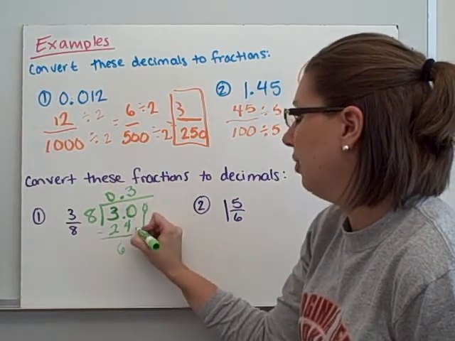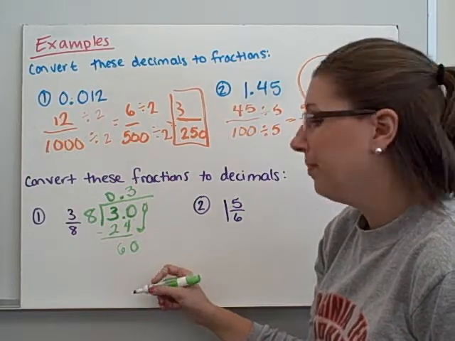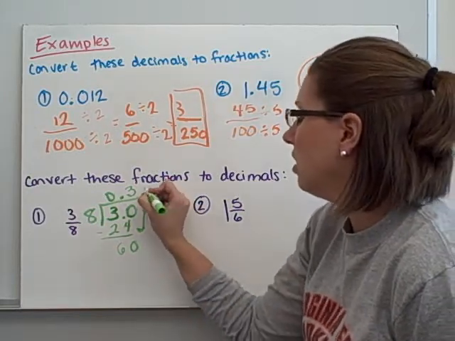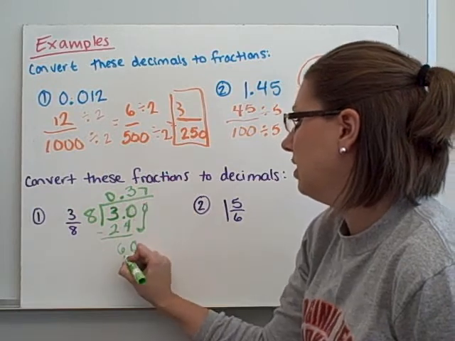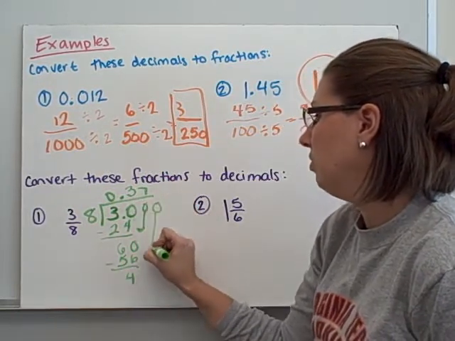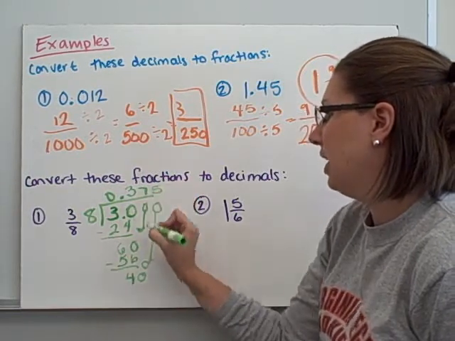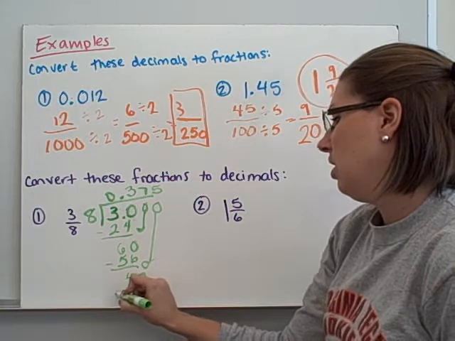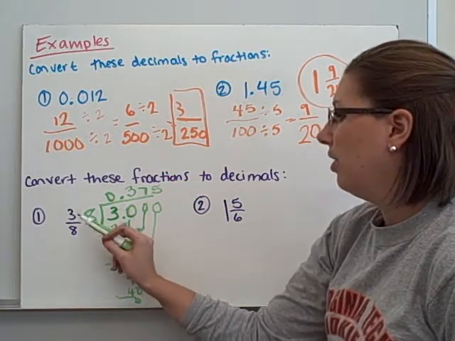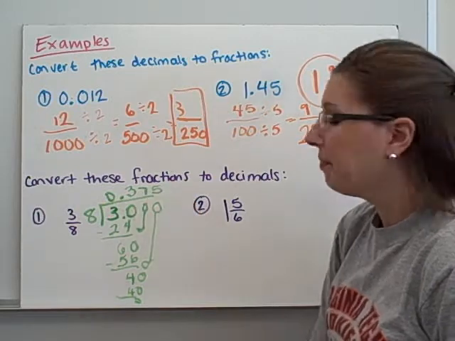Add another 0, bring it down. Does 8 go into 60? Yes, it does. It will go in 7 times. 7 times 8 is 56. So you subtract and you get 4. Add one more 0, bring it down. 8 will go into 40 5 times exactly. So 3/8 is equivalent to 0.375.